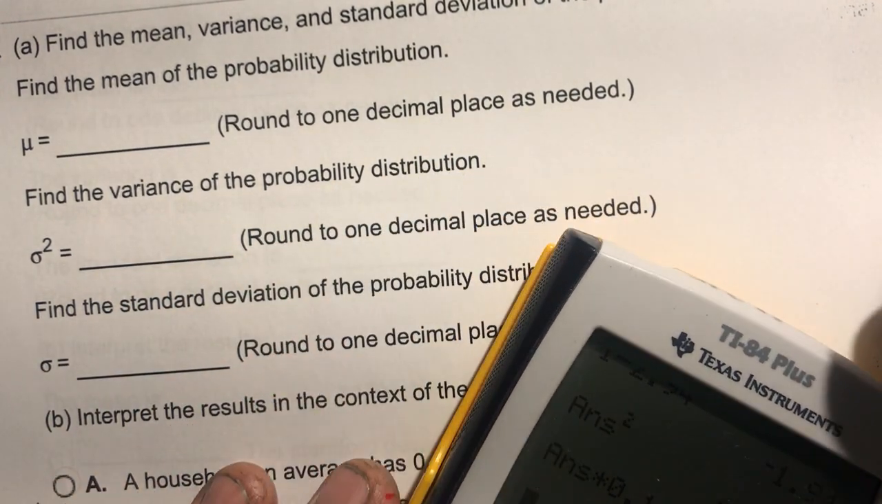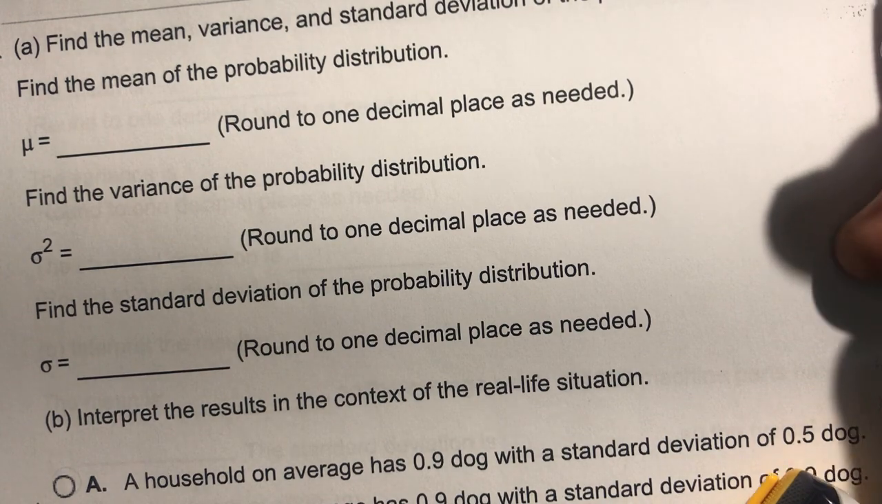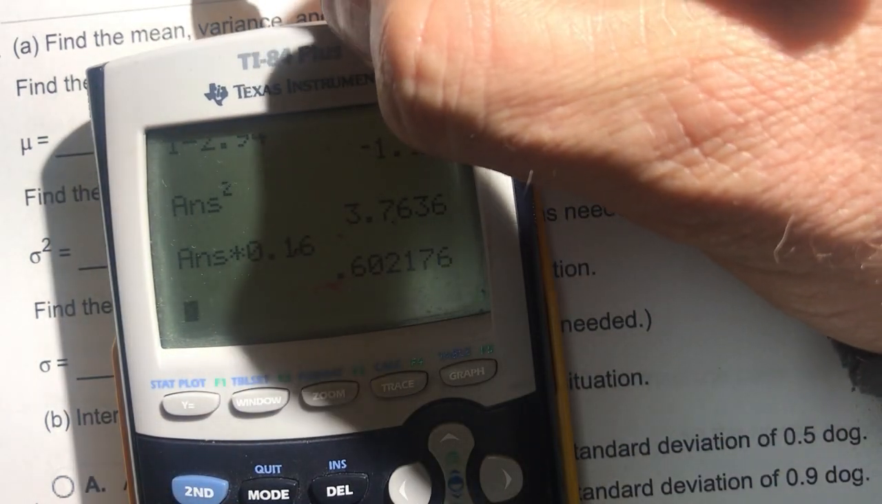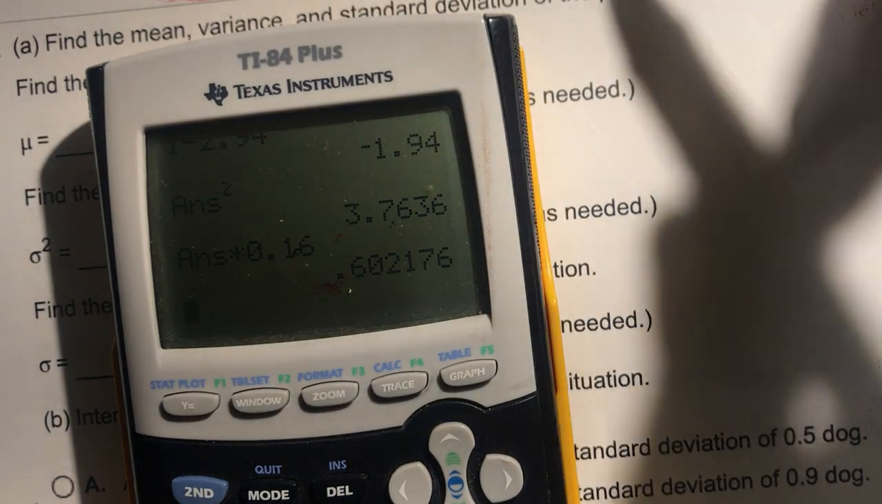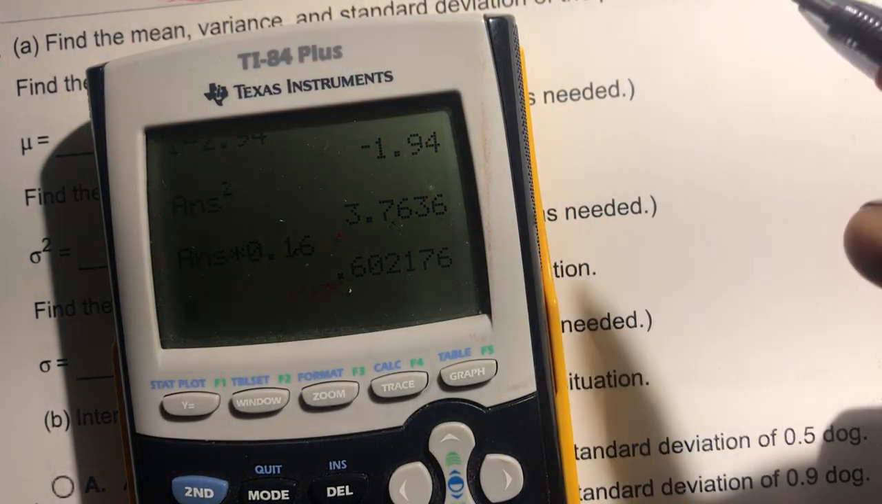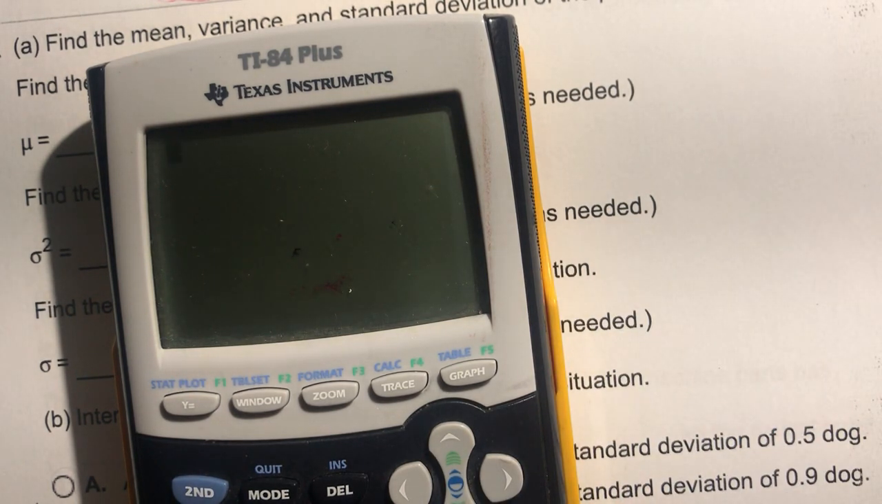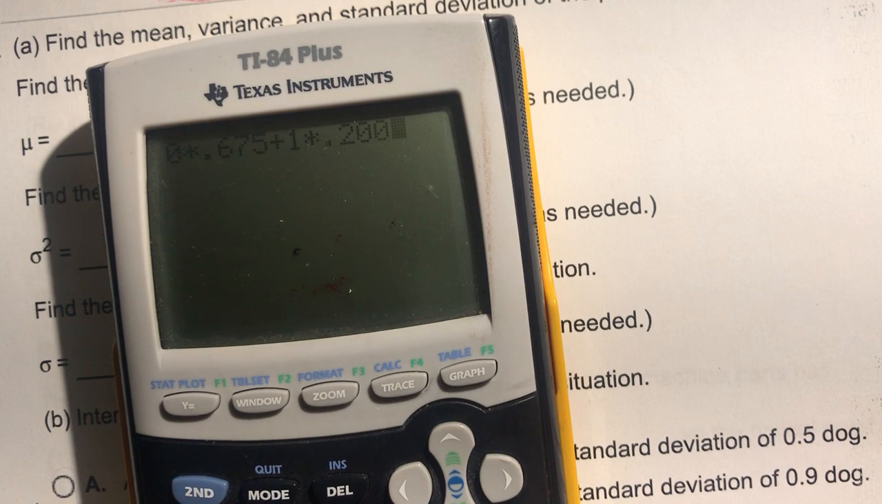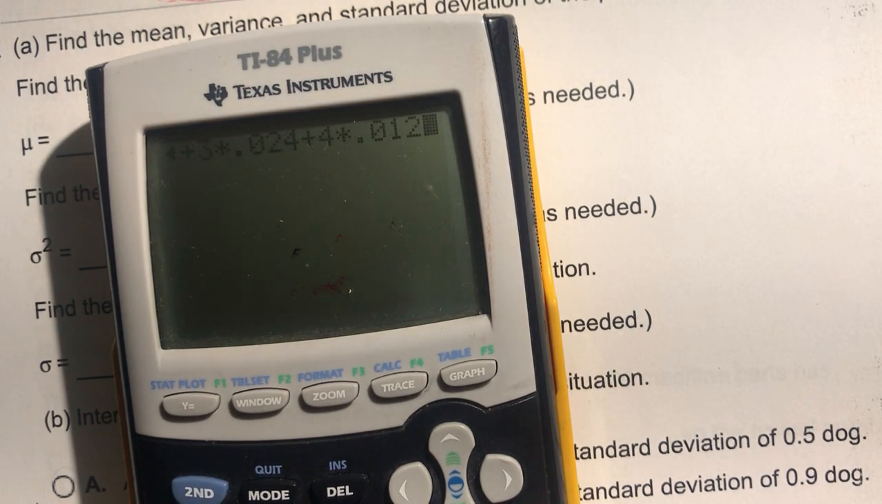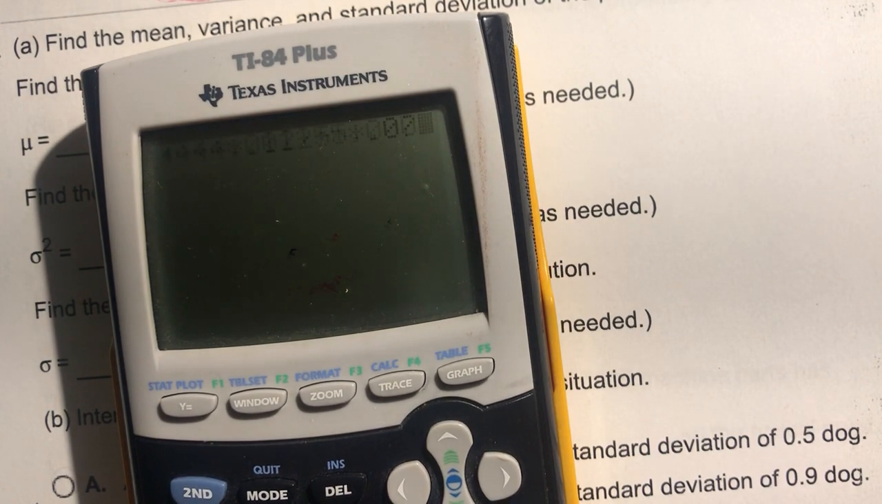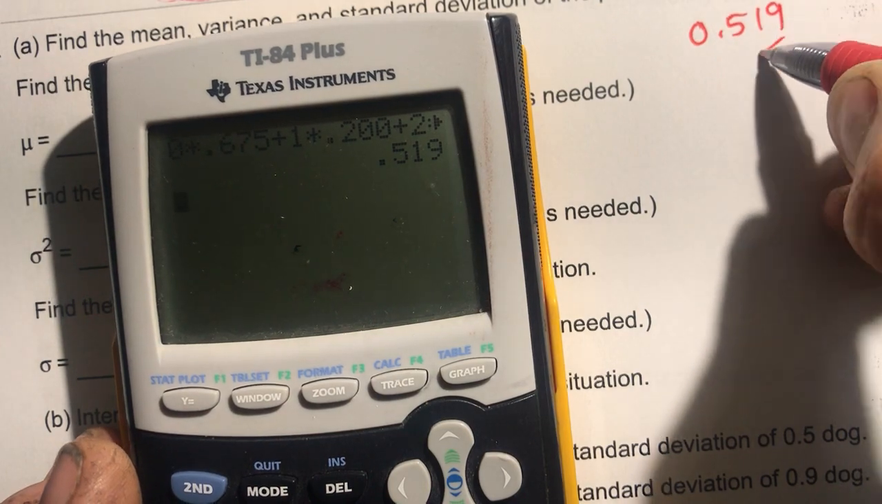On this one, I hope it didn't get cut off, because if it is, my answer is going to be wrong. I'm going to do 0 times this plus 1 times that, multiply these together and add them all up, and that'd be my mu, my mean. So 0 times 0.675 plus 1 times 0.200 plus 2 times 0.082 plus 3 times 0.024 plus 4 times 0.012 plus 5 times 0.007. And there you go, 0.519.